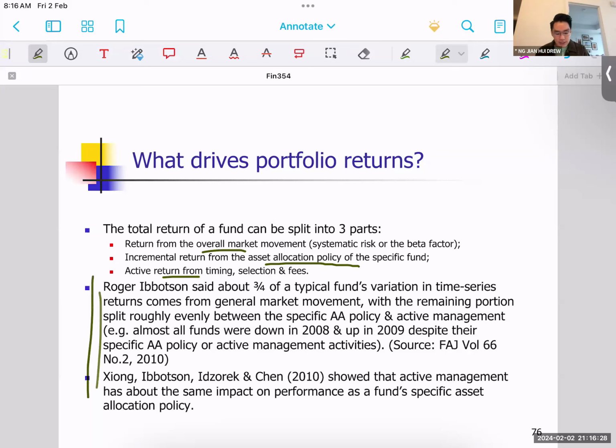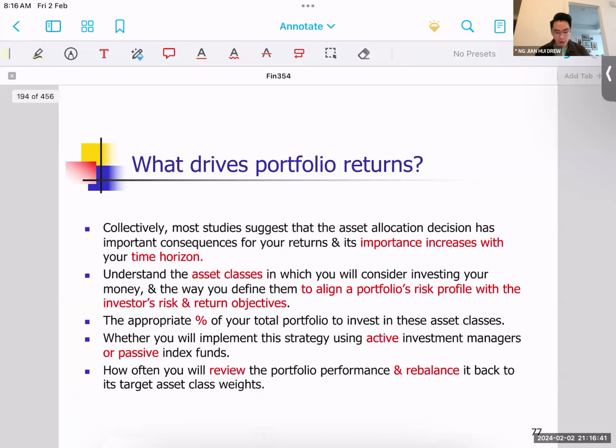I'll not go through this, you can just read through it, just some explanation, trying to say that most of the time, returns come from strategic asset allocation rather than active trading. Now, what drives the portfolio return? Generally, the longer your time horizon, the more risk you can take, right? And you can absorb more fluctuations in return when your portfolio horizon gets longer.